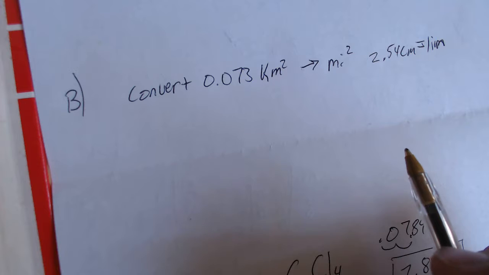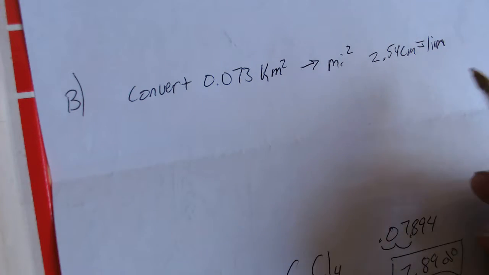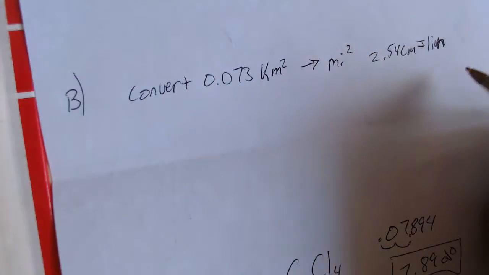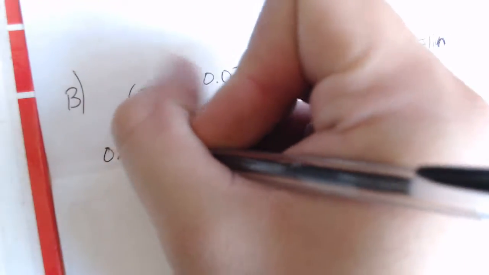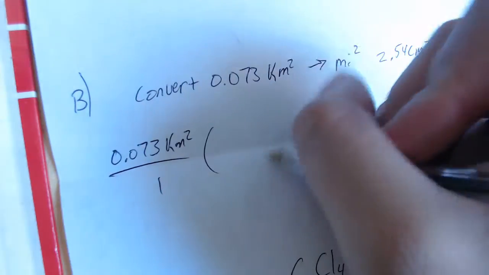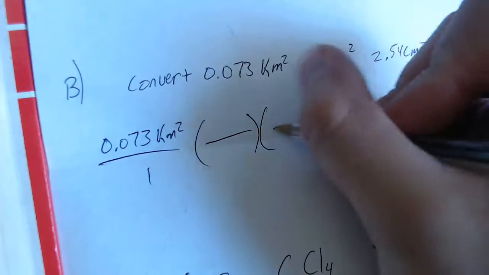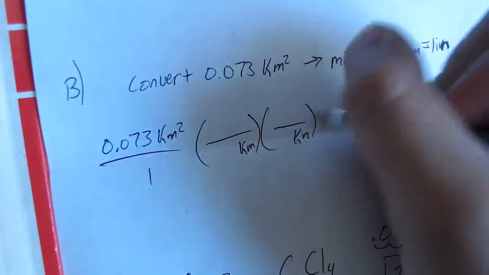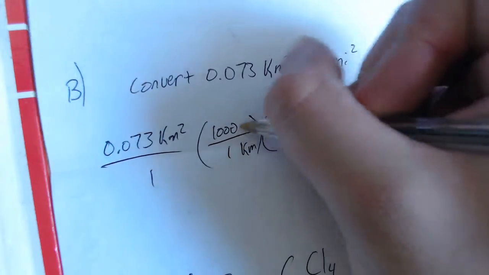For example, 0.1 or 1/10 of a kilometer and 1/10 of a mile are much larger differences than 1/10 of a centimeter and an inch. So by using the smallest conversion rate, we have the least error when we convert. So nevertheless, we start with 0.073 kilometers squared over 1. Then we're going to make some unit multipliers, and we're just going to convert until we get to miles squared. So for kilometers, if kilometers is on top, we put it on the bottom. And then we're going down, so there's 1 kilometer in 1,000 meters.